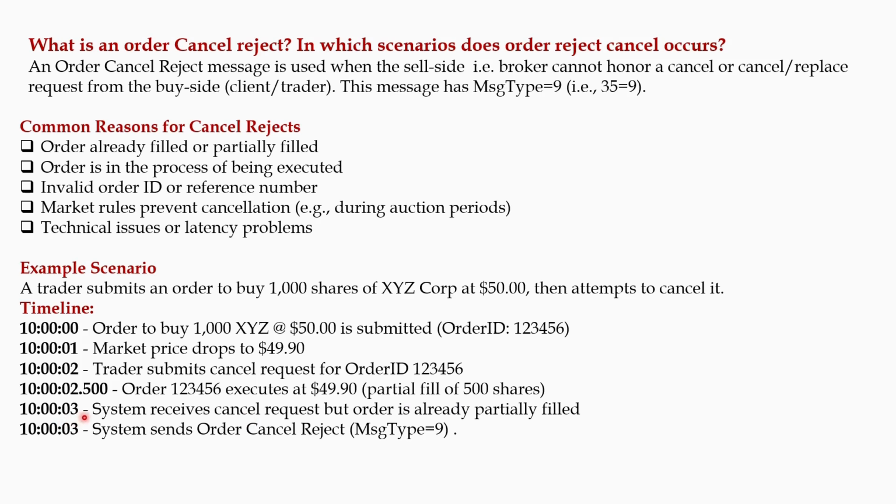Then at 10:00:03, the system receives the cancel request. Which system? The broker system receives the cancel request, but the order is already partially filled. So at 10:00:03, the system sends an order cancel reject. Here the trader has sent a cancel request, but the order is already filled. So the system, that is the broker or an exchange, will send an order cancel reject with a cancel reject reason that a partially filled order cannot be cancelled.